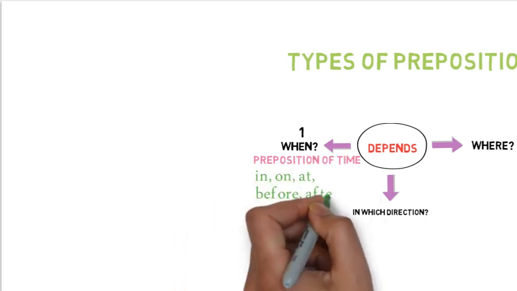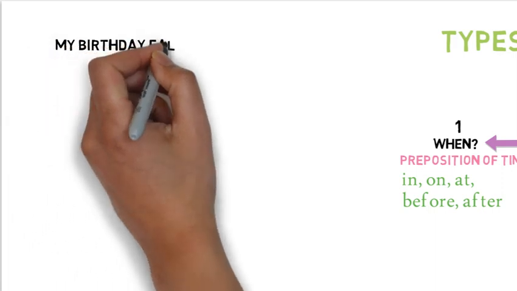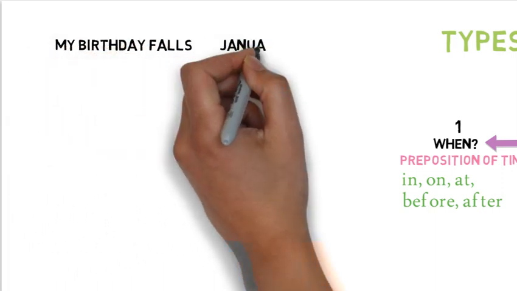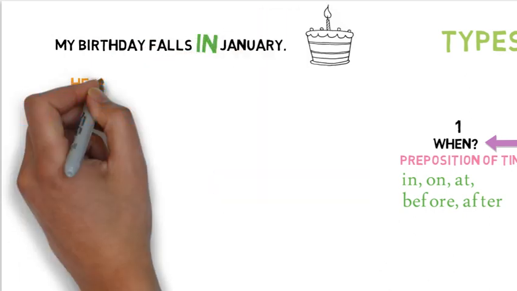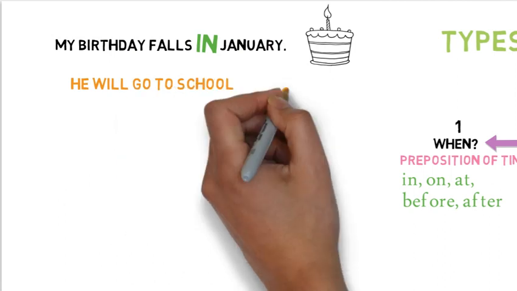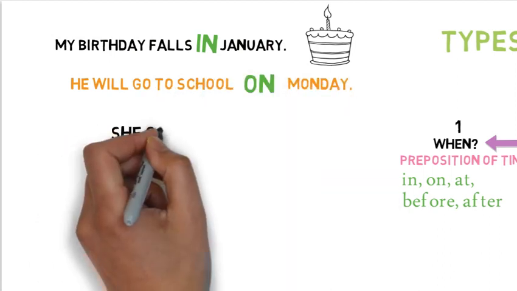They are called prepositions of time: in, on, at, before, after. Those are the most commonly used prepositions. For example, my birthday falls in January.